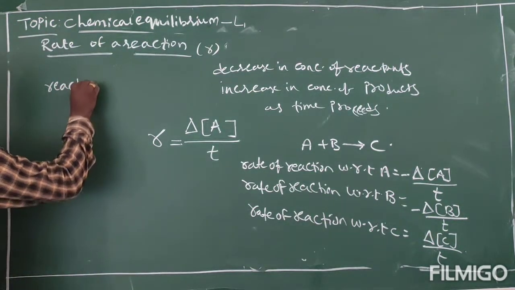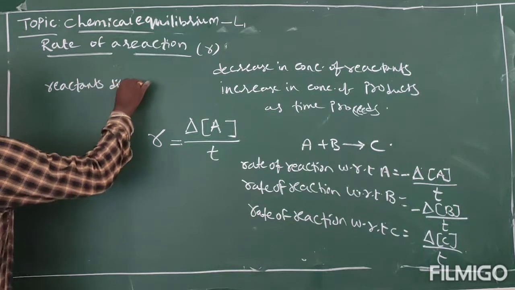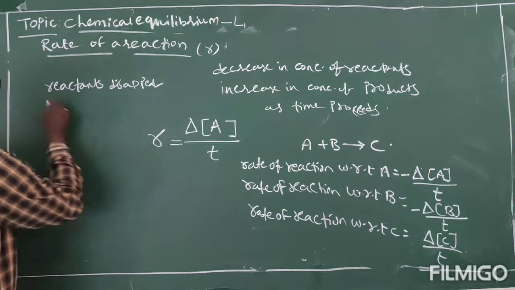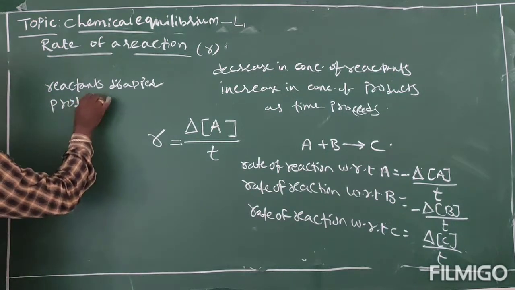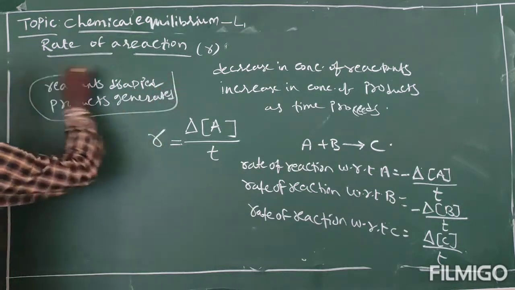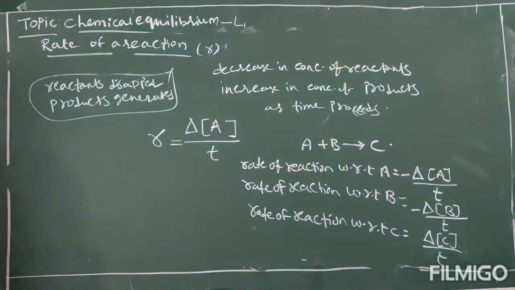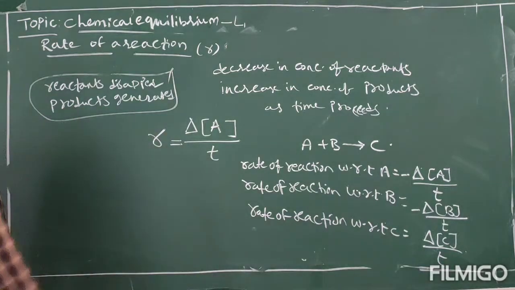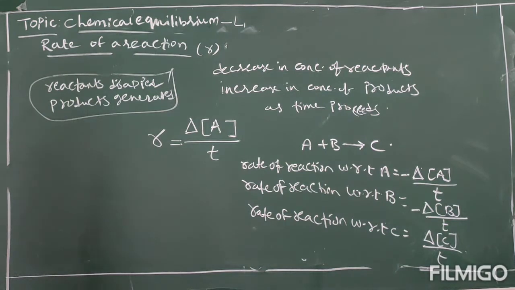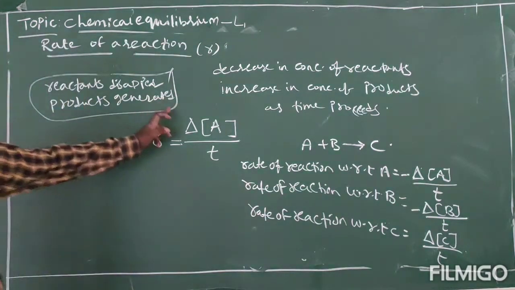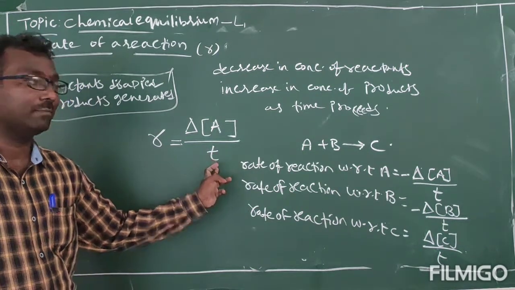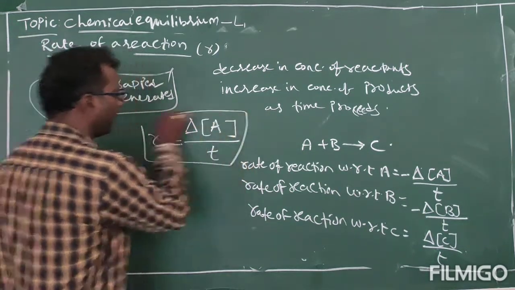Reactants disappear, okay, and products are generated. So during a reaction, this is the common phenomenon. Reactants will be disappearing and the products will be generated. So what is the rate of a reaction? It is the change in concentration that we are seeing with respect to reactants and products with respect to time. So this is the rate of reaction.